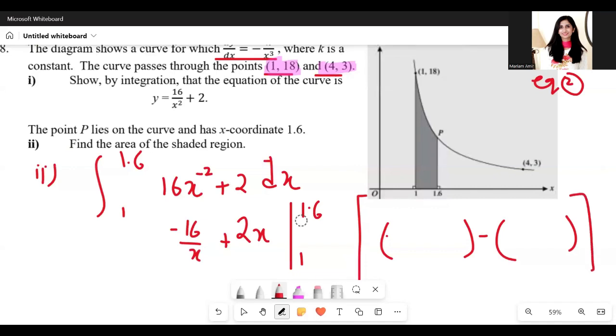Okay, so when we substitute 1.6, we have negative 16 upon 1.6 plus 2 times 1.6, that's giving me negative 6.8. Now substitute 1. So negative 16 upon 1 plus 2, that's giving me negative 14. So we have minus 6.8 plus 14, that comes out to be 7.2, which is the correct answer for the area of the shaded region.